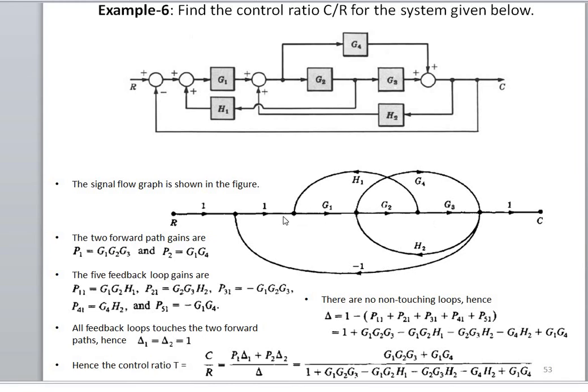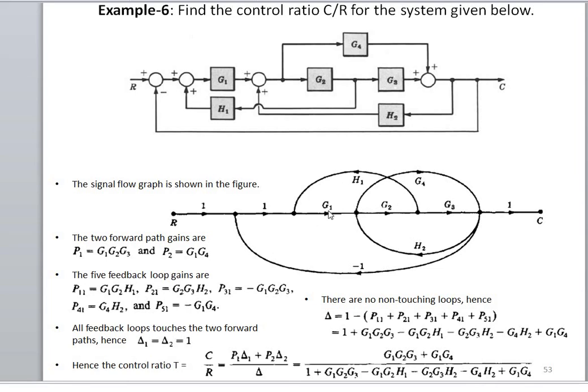Now what are the other feedback loops? If you check here, from this node the path through the branch of transmittance G4 comes to this node through H2. That is G4, H2, another feedback loop. And another feedback loop starts from this point: 1 into G1 into G4 into minus 1. That is minus G1, G4. That is another loop. So there are totally 5 loops.